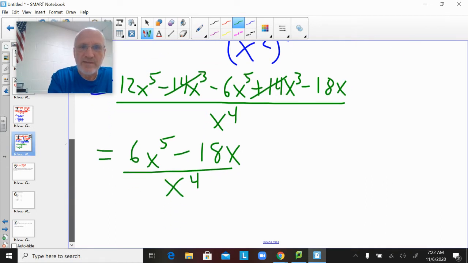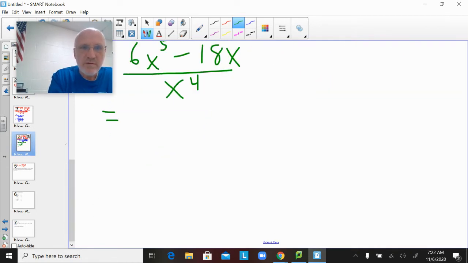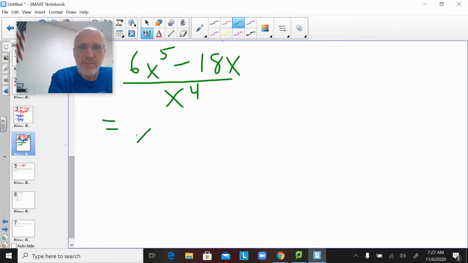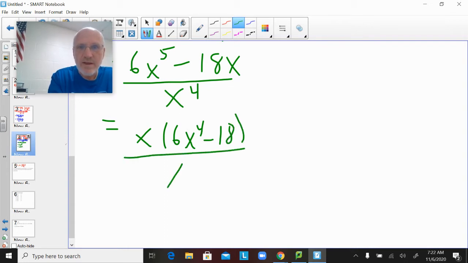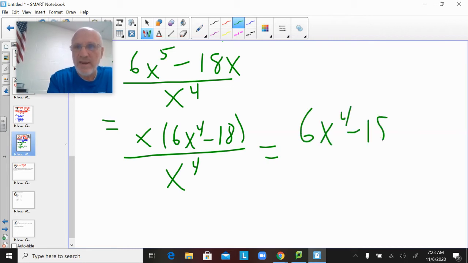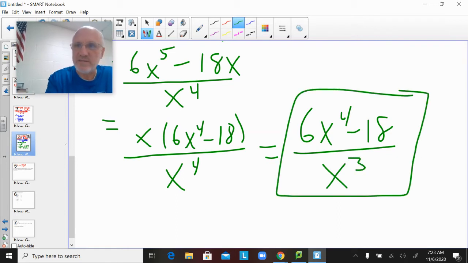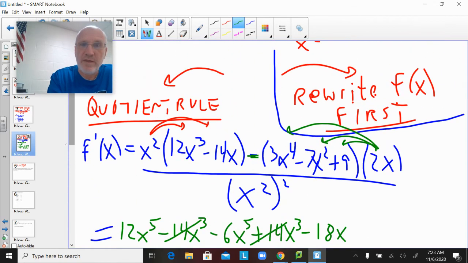I would argue I clean this up. I could take an x out of the top. If I factor an x out of the top, I get 6x to the fourth minus 18 over x to the fourth. And if I cancel one of the x's, I get 6x to the fourth minus 18 over x to the third. I might call that a reasonable place to stop. Quotient rule, nothing wrong with it.